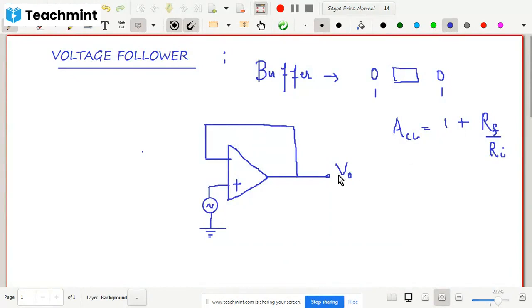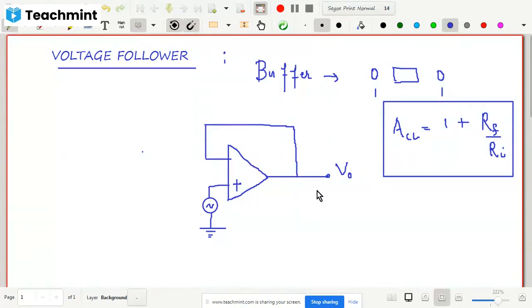Okay, so in this case, what would I say, since this is the formula for the gain of a non-inverting amplifier, now we have not given any RF and RI here. We remove Ri and Rf, and we have just shorted the output. So this is a non-inverting amplifier, and we are making some changes in this non-inverting amplifier.